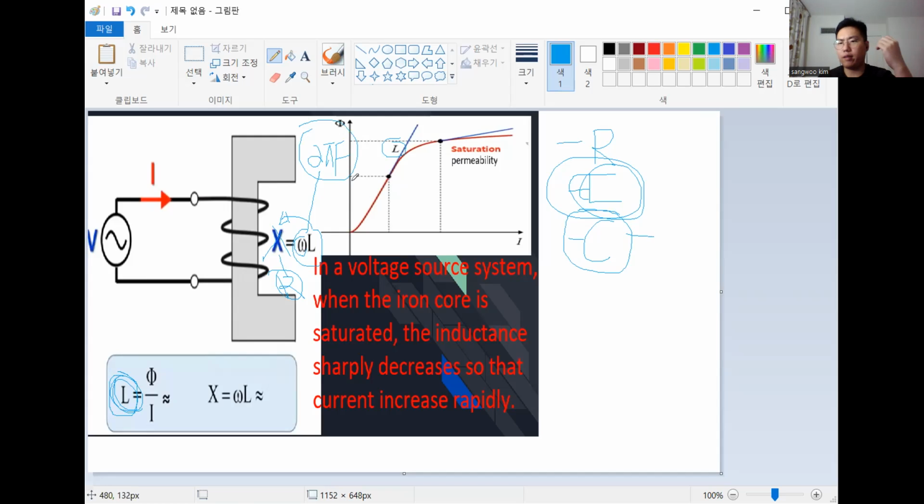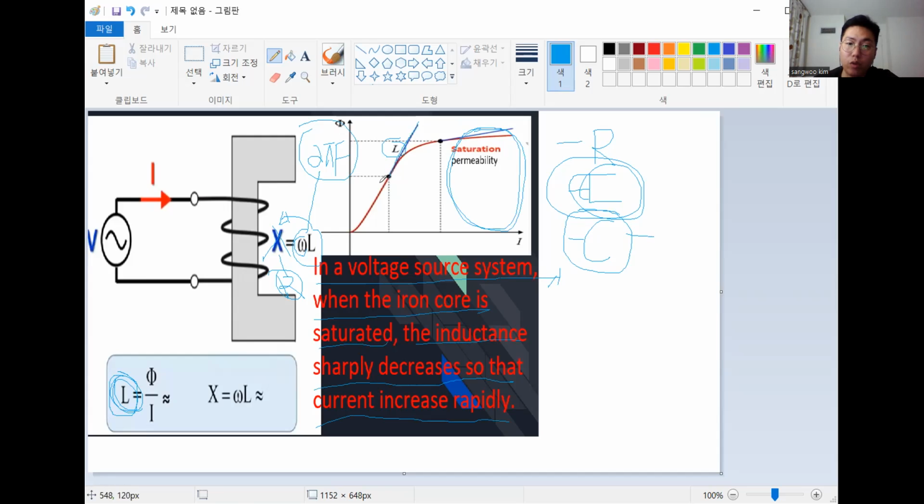So now if you guys listen to this kind of specific term, it's gonna be complicated. Today's main point is to understand the saturation part. Okay, so look at that. This is the result in a voltage source system. Since we use a voltage system, right? So when the iron core is saturated, this part, right? And the inductance sharply decreases, so that current increases rapidly. We don't know what that is right now, okay? But I will explain.